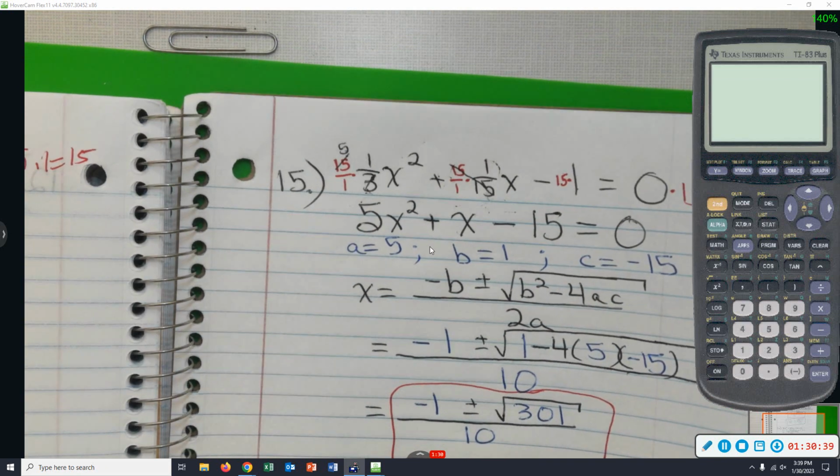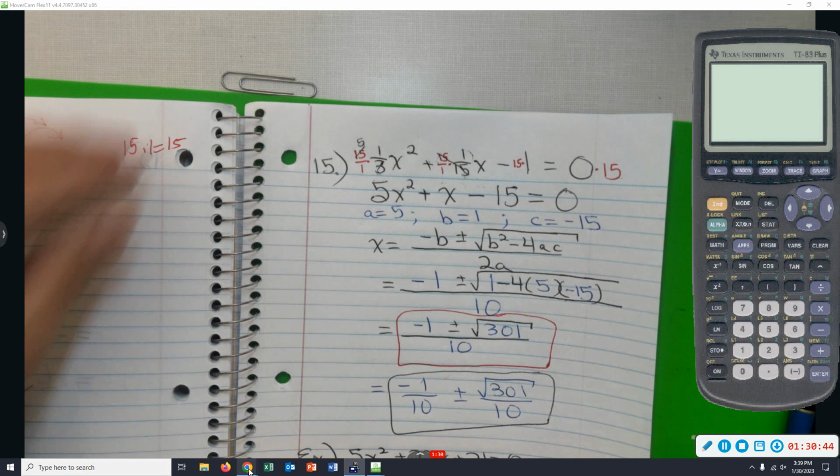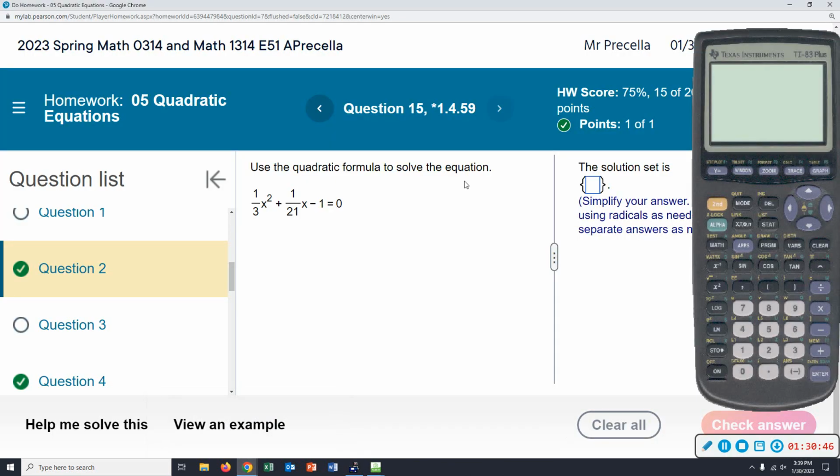Okay, let's shrink it down. Okay, and let's look at another one. You wanted to do another one with fractions, so here it is.